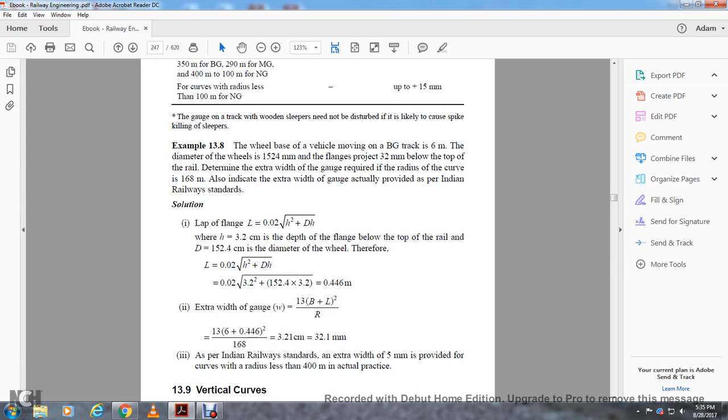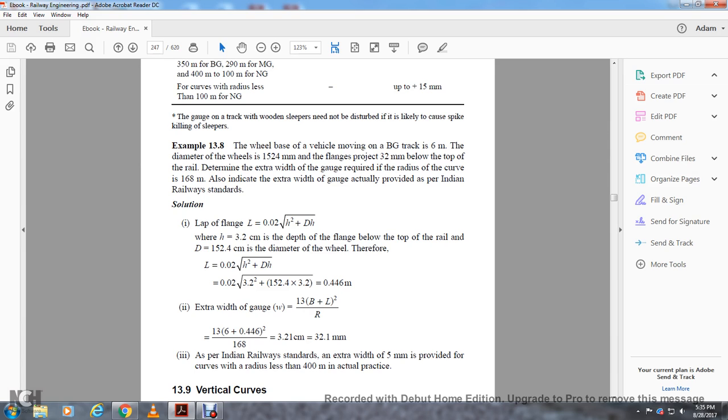Example 13.8. The wheelbase of a vehicle moving on broad gauge track is 6 meters. The diameter of the wheel is 1,524 millimeters. The flange protrudes 32 millimeters below the top of the rail. Determine the extra width of the gauge required for a curve of radius 168 meters. Also state the extra width of the gauge actually provided as per Indian Railway standards.